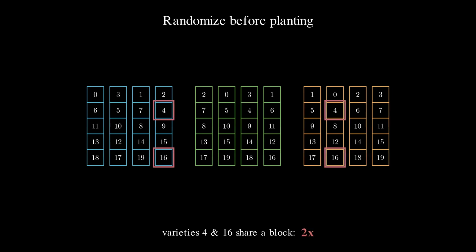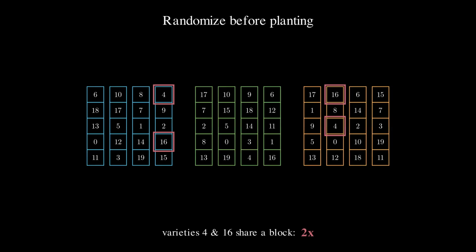Then, within each replication, we shuffle the order of the blocks. 2 boxes still, 2 shared blocks still. Within each block, we shuffle the plot positions. 4 and 16 slide around inside their blocks, the gap between them even changes, but they stay in the same block. Proximity is not the same as sharing a block.